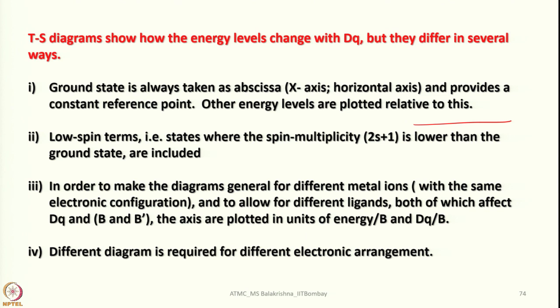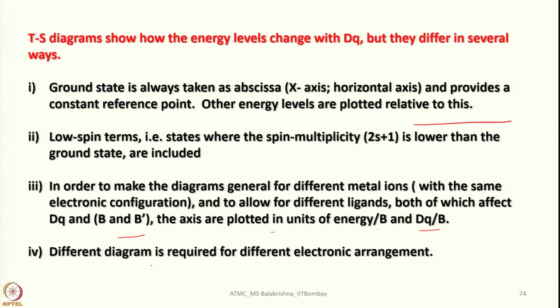That means the ground state is considered as the x axis. Low spin terms, that is, states where the spin multiplicity is lower than the ground state, are also included. In order to make the diagram general for different metal ions with the same electronic configuration, and also to allow for different ligands having different extents of ligand field strength, both of which affect Dq as well as B and B prime, the axes are plotted in units of E by B versus Dq by B. So here it compensates so that you can consider all kinds of ligands.